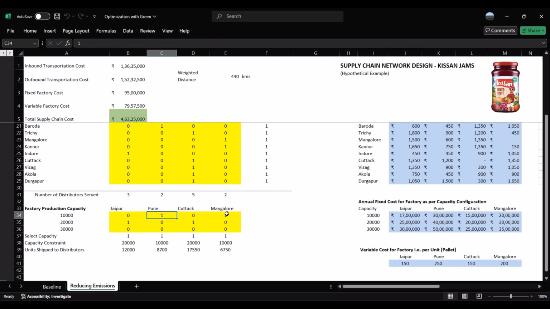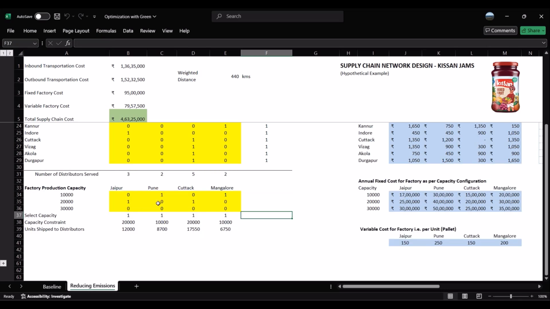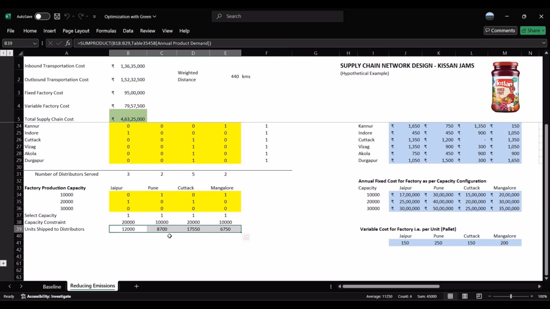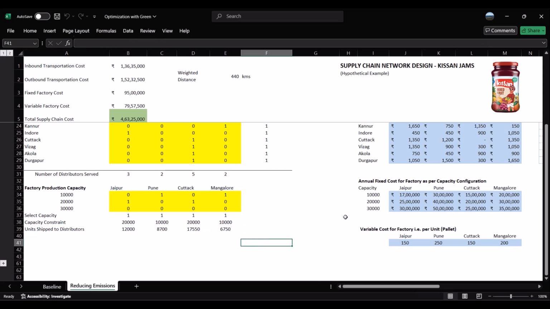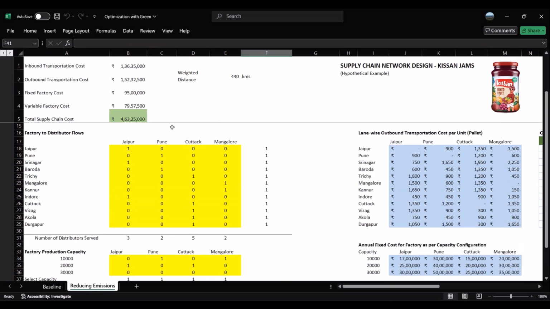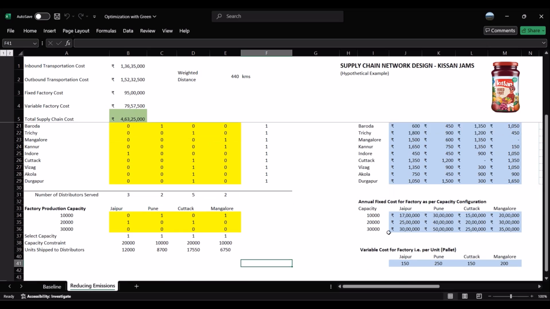In terms of the production capacity, Pune and Mangalore will operate at the lowest production configuration, which is 10,000 capacity, whereas the other two will operate at the mid. But the point to note is, because all the factories are active, they have to choose one configuration. And despite the fact they may have the larger capacity, they will eventually only ship the demand, which is the 45,000 units to the distributors. So overall, you can understand the nuances of the model, how the parameters lead the model to a particular solution.